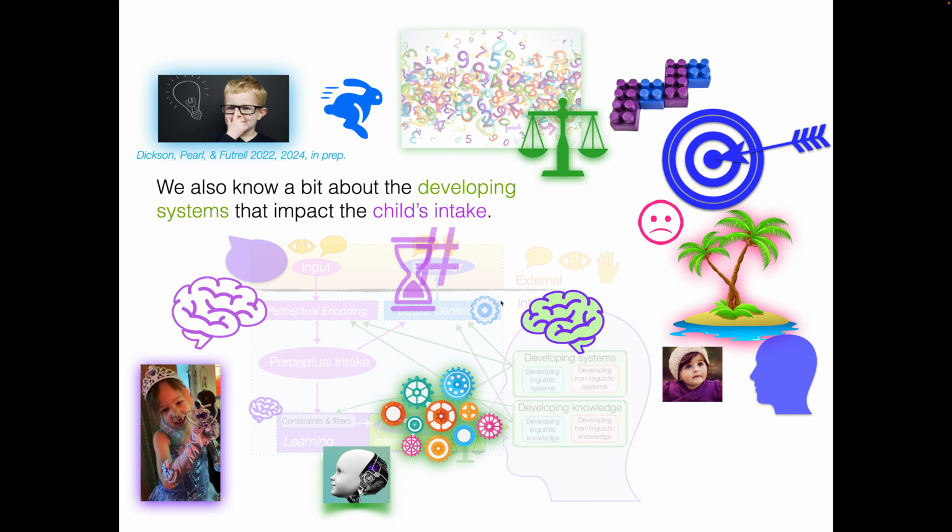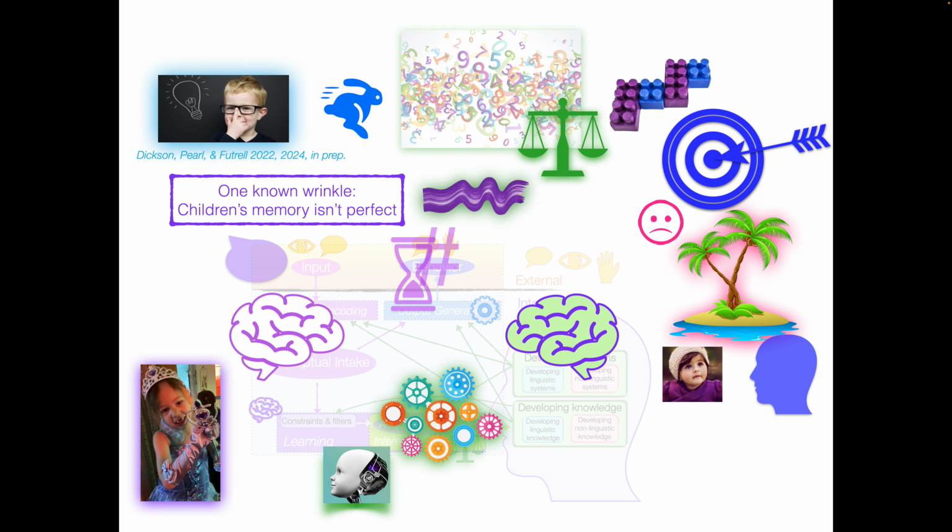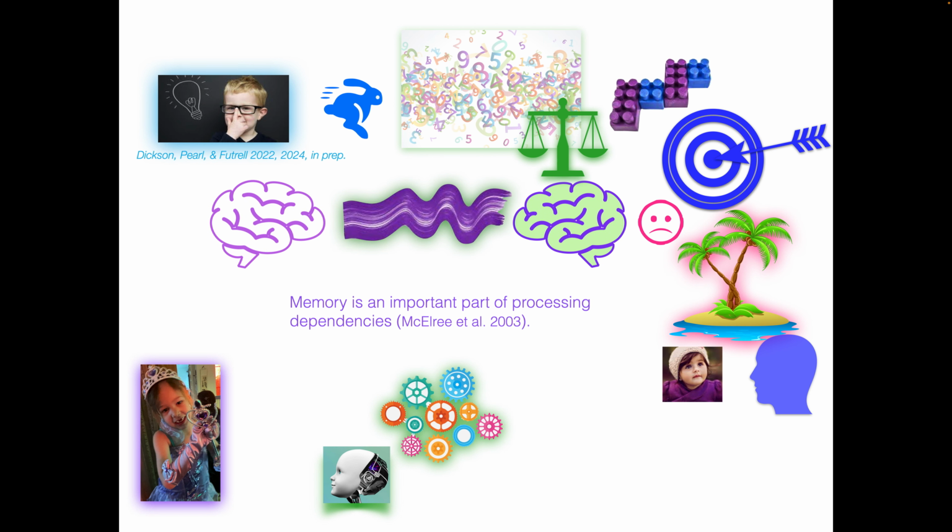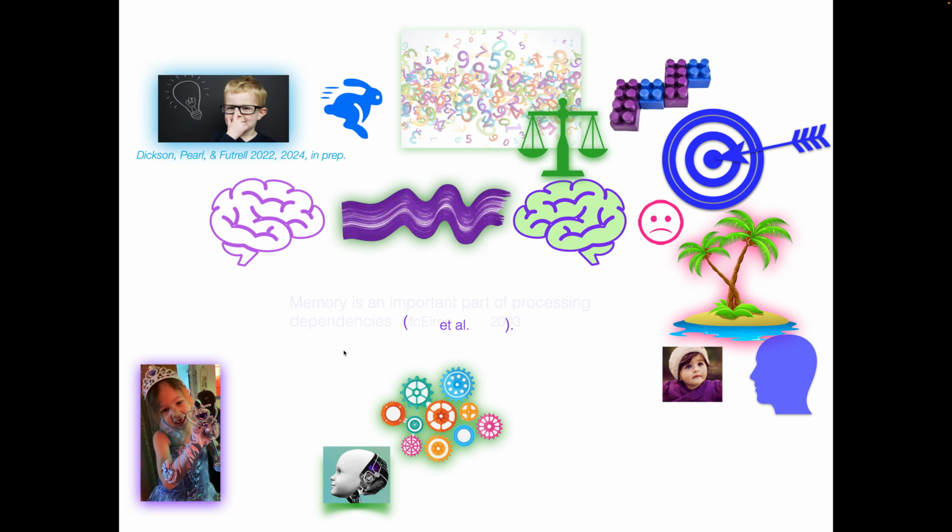So great. We know about the input. We know about the timing, which is like the number of input samples the kid gets. We also know a little bit about the developing systems that impact the child's intake, what they can perceive from the input, and maybe what they are learning from. In particular, one known wrinkle to this process is that children's memory isn't perfect. Human memory isn't perfect, but children's memory is perhaps more imperfect than adult memory, and the point is, it's not perfect, right? So memory, of course, is an important part of many things, including processing dependencies.